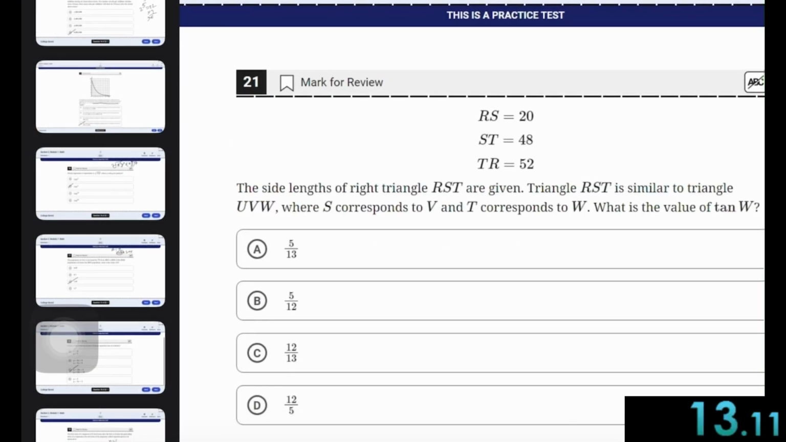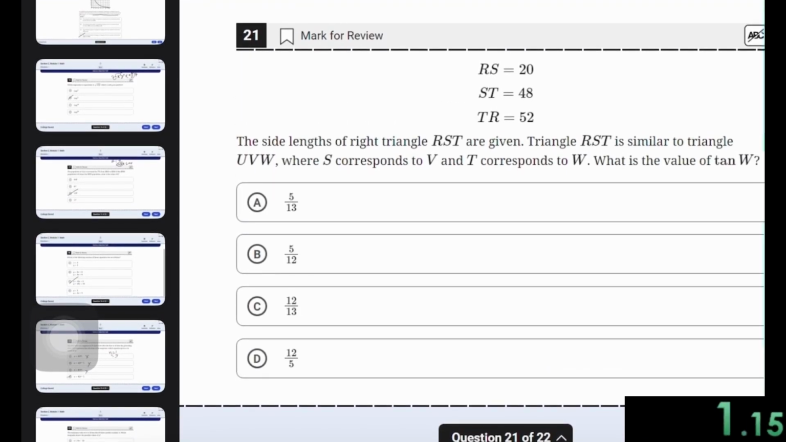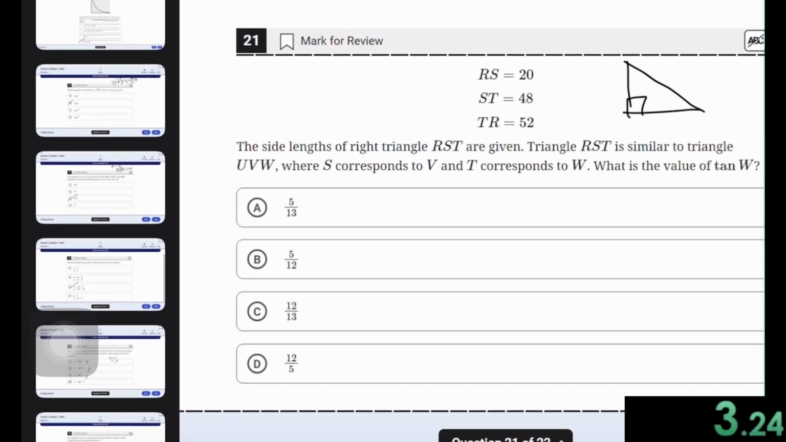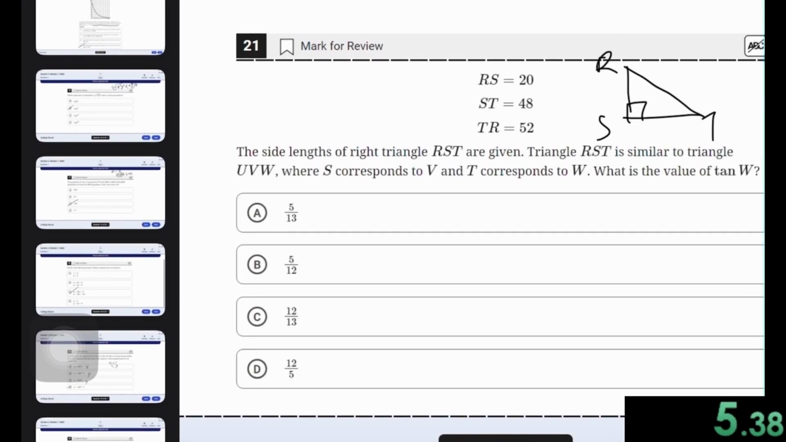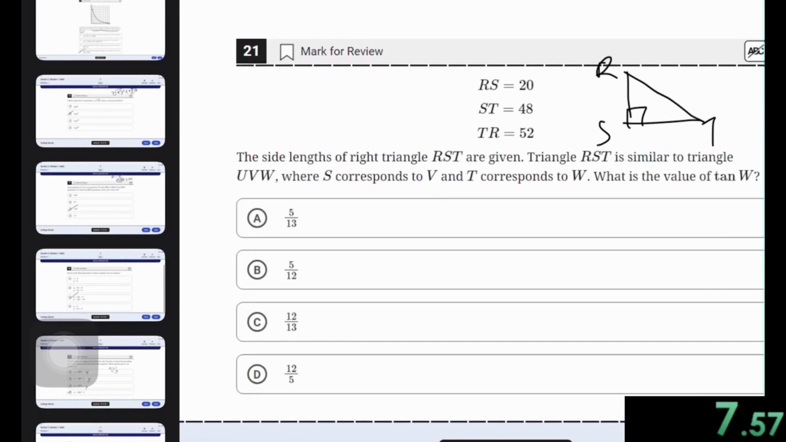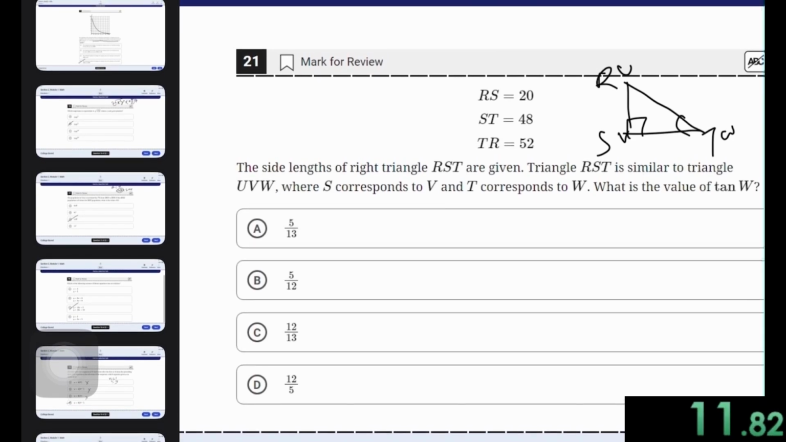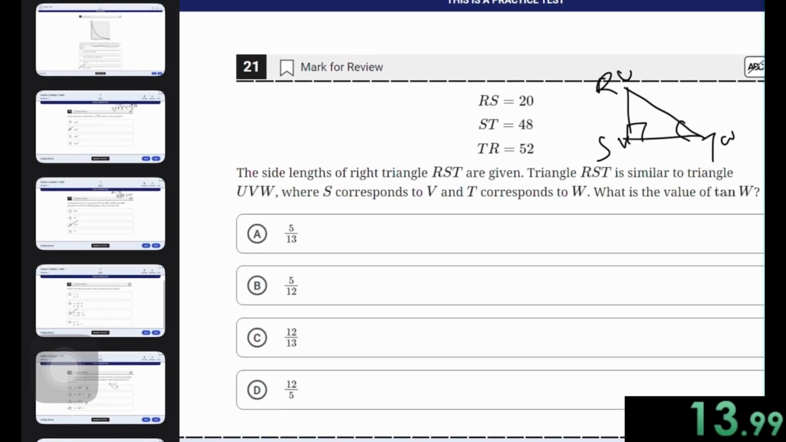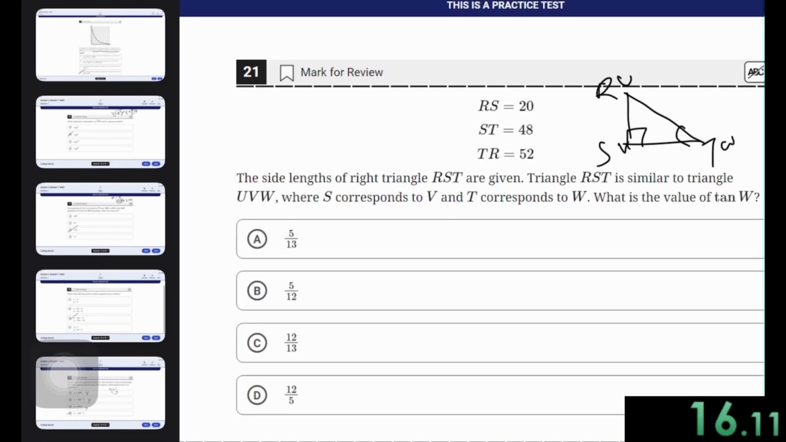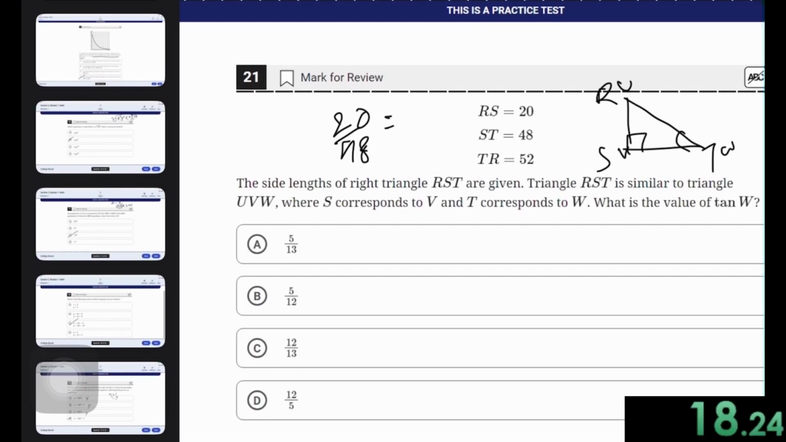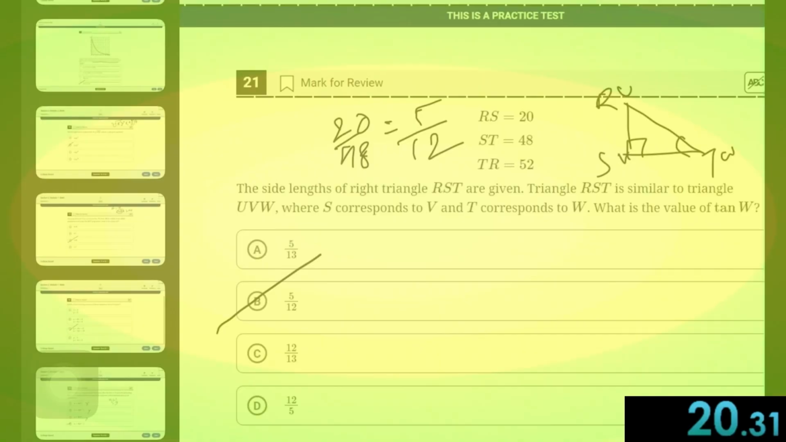Cool. Next one. Okay, so we'll just make RST. And RST is similar to UVW. Alright, UVW. What do we need to calculate? Tan W, which is what? RS upon ST. So 20 upon 48. 4 5s are 20, 4 12s are 48, so 5 upon 12.